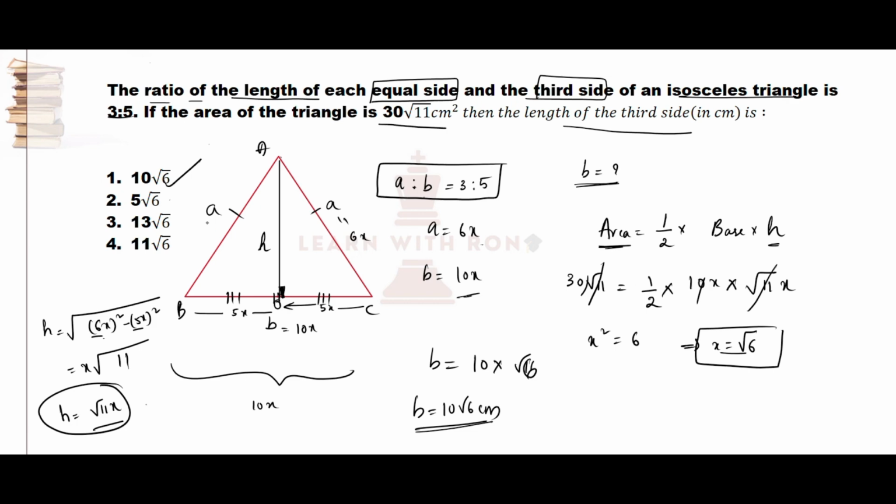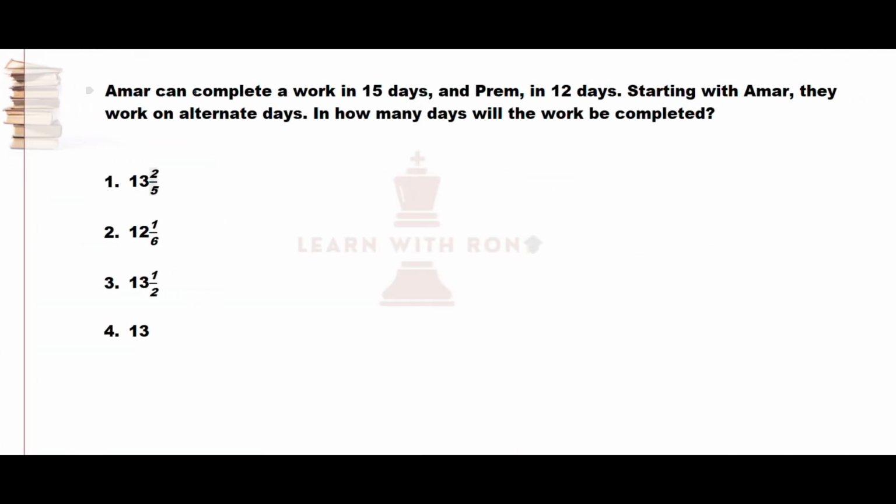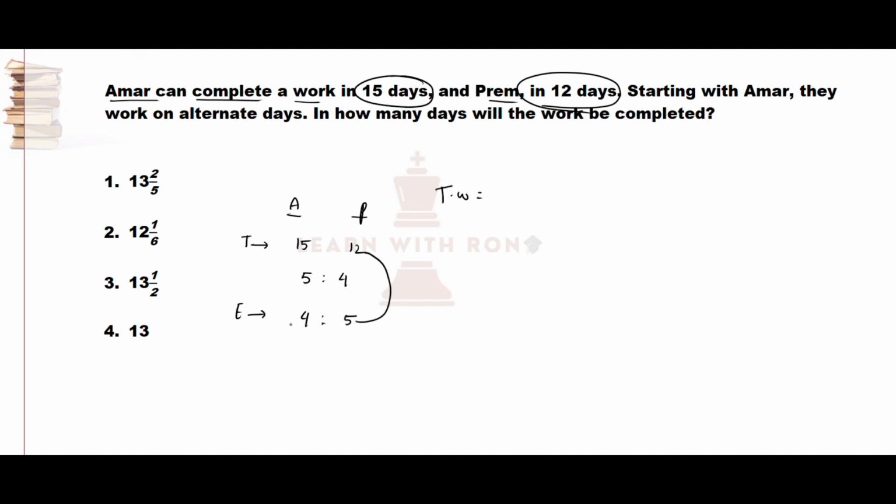Let's hear next question. See this question here. Here they have given Amar can complete a work in 15 days, Prem in 12 days. So there is Amar and there is Prem. Time they have given as 15 days and 12 days. So time ratio is 3 5s, 3 4s. From this we get efficiency ratio as 4:5, right? So what is the total work here? Total work is either 5 times 12 or 4 times 15. So total work is 60 units.